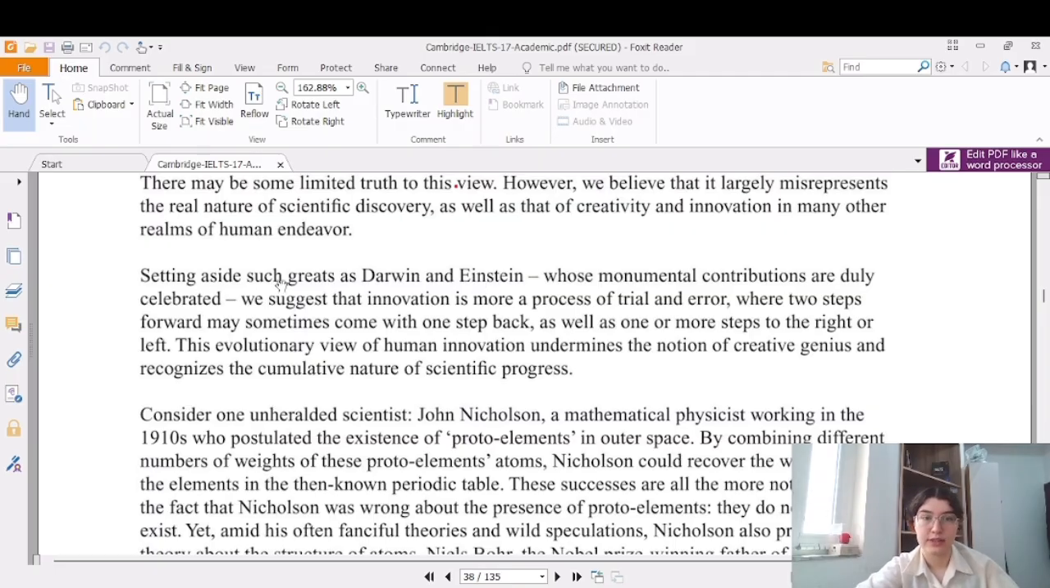So it says, setting aside such greats as Darwin and Einstein, whose monumental contributions are duly celebrated, we suggest that innovation is more a process of trial and error. Okay?